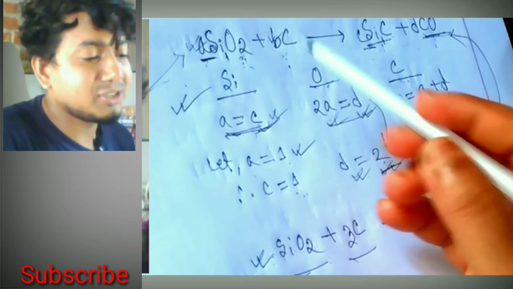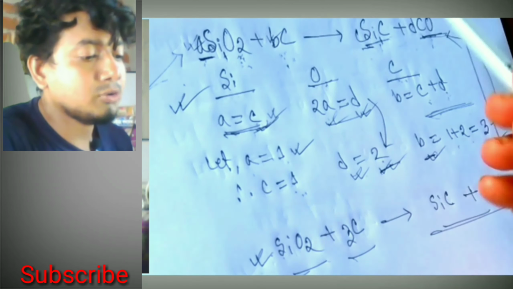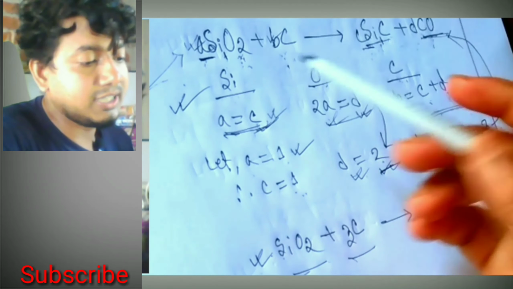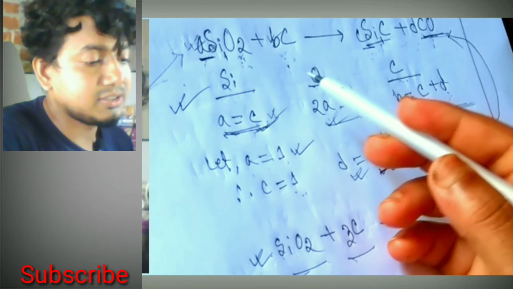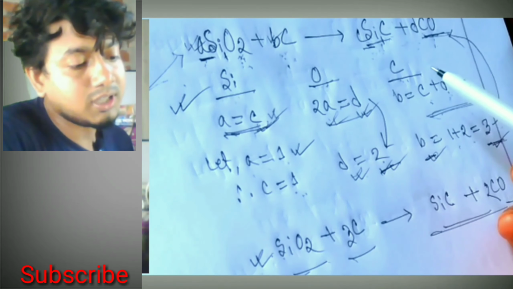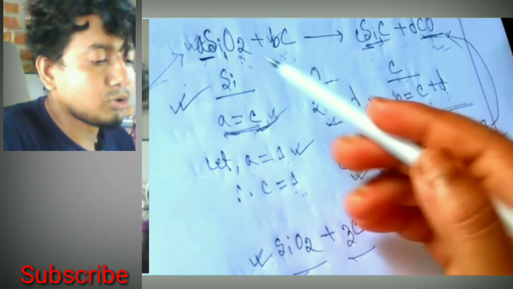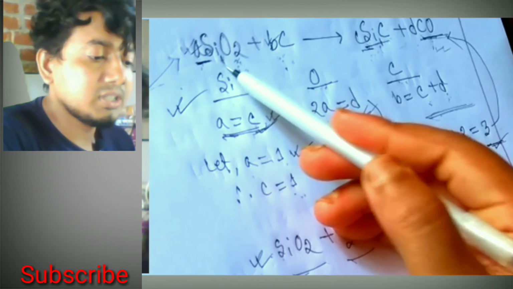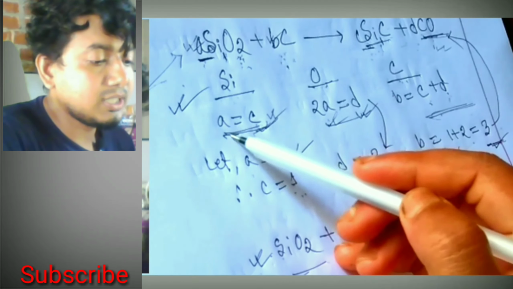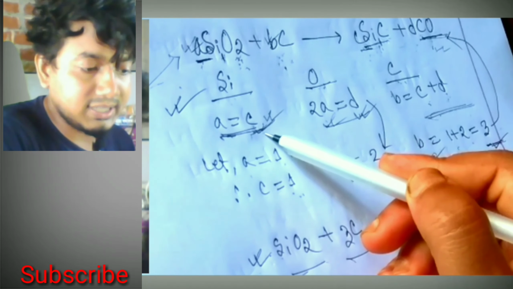So here you can see another reaction: silicon dioxide reacts with carbon and produces silicon carbide and carbon monoxide. Now let's put the coefficients A, B, C and D. You can use X, Y, Z, anything you want, and separate the elements silicon, oxygen and carbon. First, 1 mole silicon reacts, so 1A equal to 1C. The product silicon is C mole, so A equal to C.